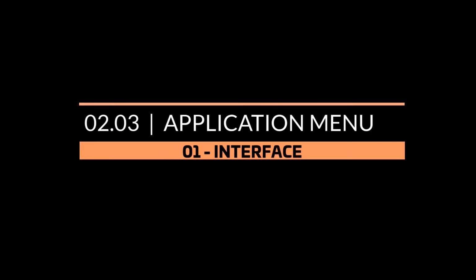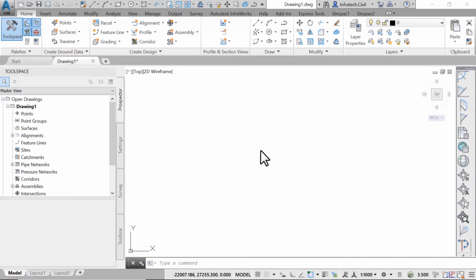Application menu. Like any other software, the best way to start learning Civil 3D is to first familiarize ourselves with the user interface. That's the working environment, where the tools and needed commands are located. Let's open a file and explore the Civil 3D interface.